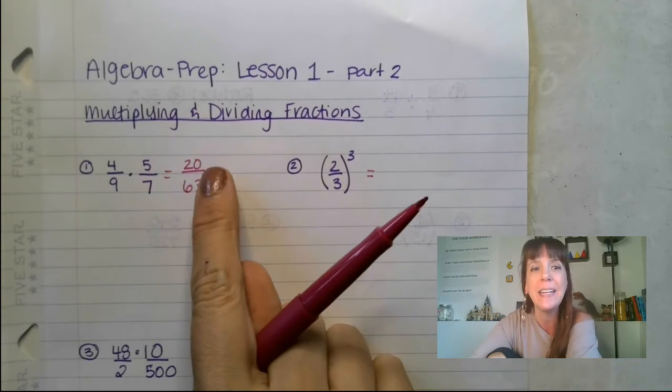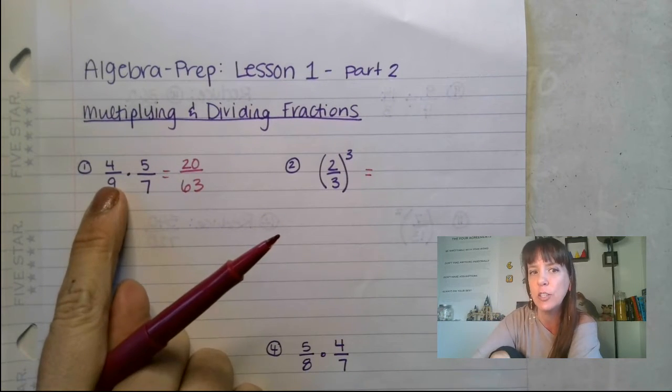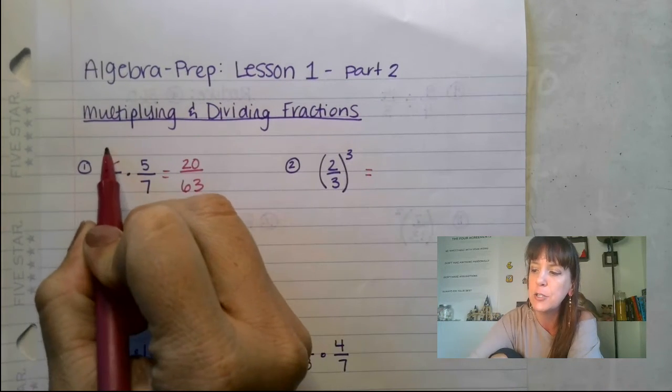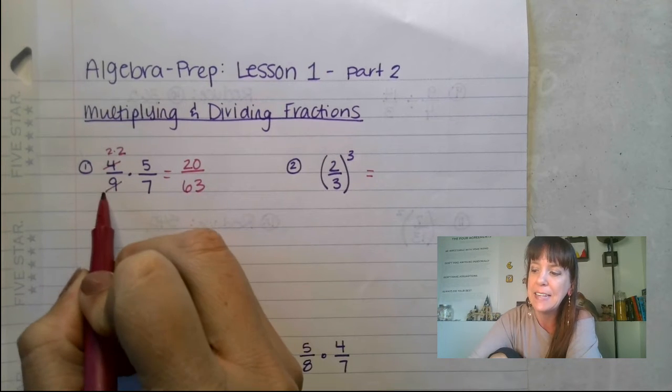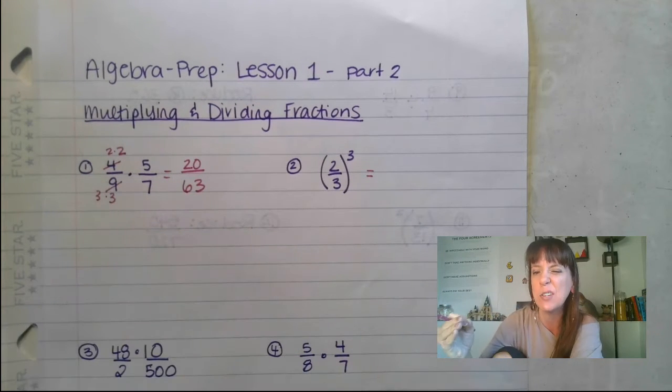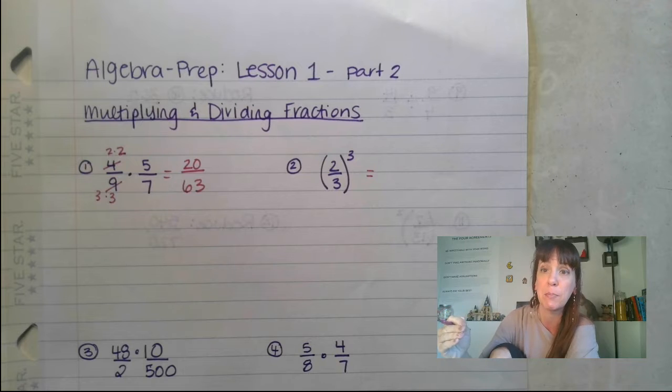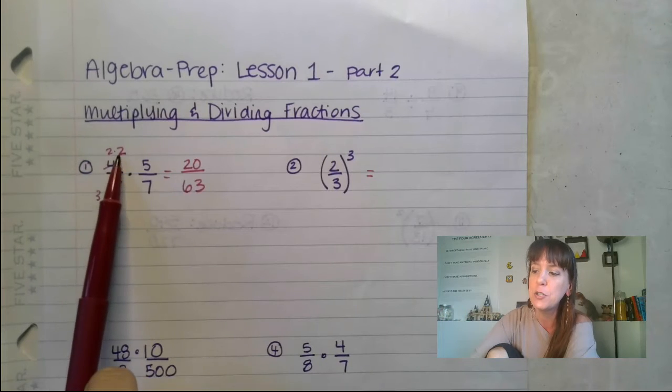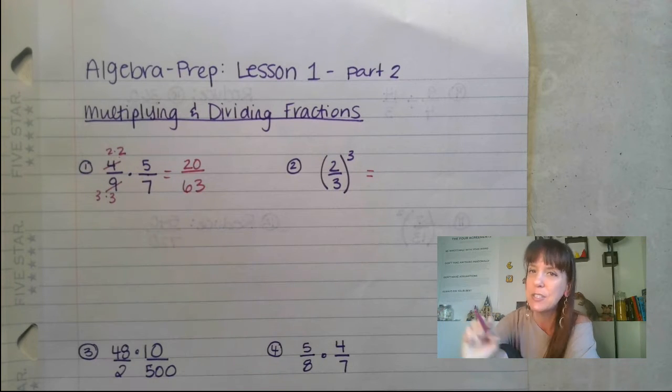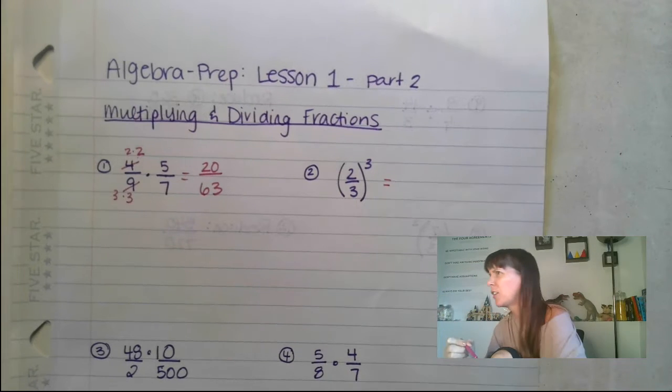And now I know I can't reduce any of these because take a look here. I know 4 is 2 times 2, and 9 is 3 times 3. If I take these down to those prime numbers, 5 and 7 are already prime. They're 2, 2, 5 upstairs, 3, 3, 7 downstairs. There's nothing upstairs and downstairs that I can cross off.